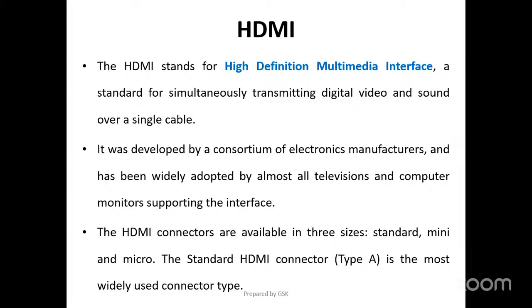Before this, we had a different type of cable called the 3P cable. One wire is for video, one wire is for audio, and so on. One cable was dedicated to video, another dedicated to sound. But here we use only a single cable, transmitting high definition, best quality video and audio over it. That is the purpose of HDMI.